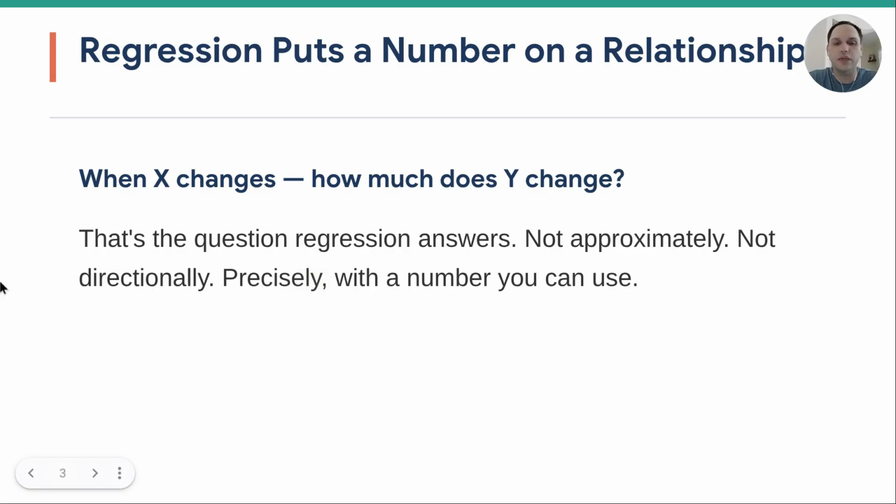Here's the core idea in one sentence. Regression puts a number on a relationship. Specifically, it answers the question, when X changes, how much does Y change? Not roughly, not directionally, precisely, with a specific number you can use for decisions, predictions, and planning. Once you understand that framing, regression finds the relationship between X and Y and quantifies it. The whole method becomes intuitive.